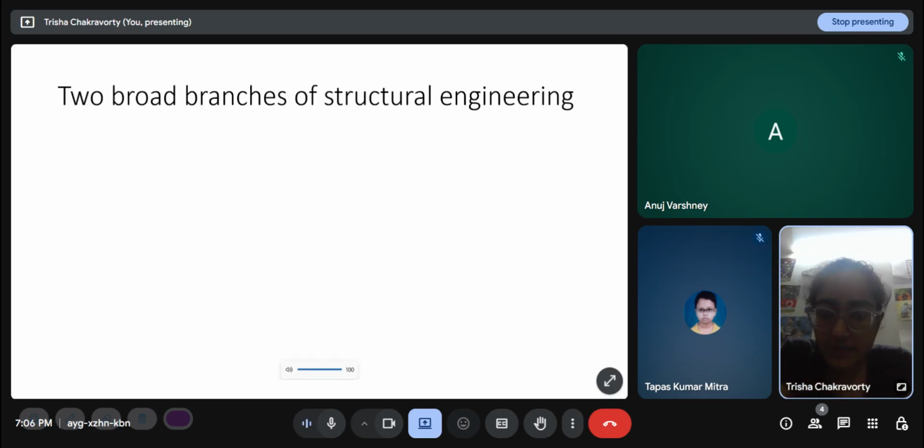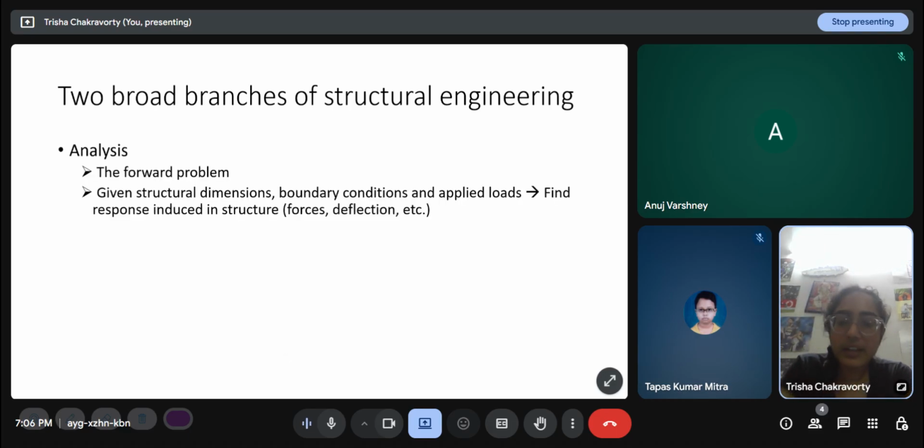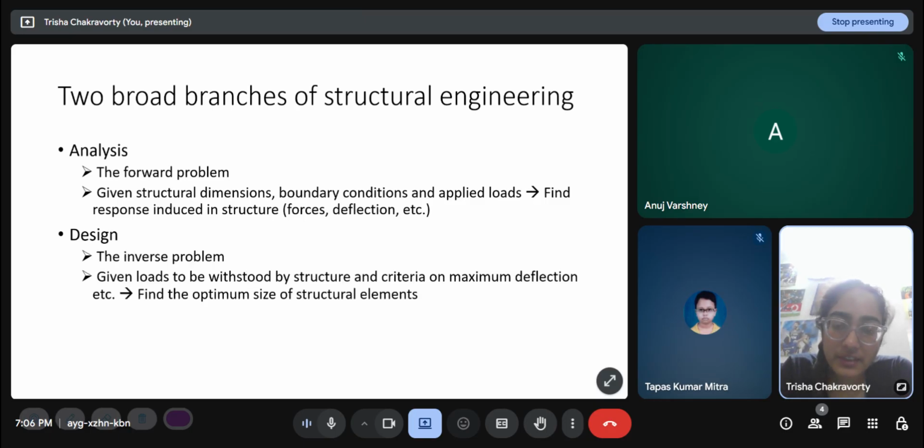There are two broad branches of structural engineering: analysis and design. Analysis is a forward problem where we are given the structural dimensions, the boundary conditions, and applied load, and we have to find the response induced in the structure, in the form of forces, stresses, deflections, and strains. And design is the inverse problem where we are given the load to be withstood by the structure and criteria on maximum deflection. In other words, we are given the ultimate limit states and the serviceability limit states, and we have to find the optimum size of the structural elements, the materials to be used, the connectivity, and all that.